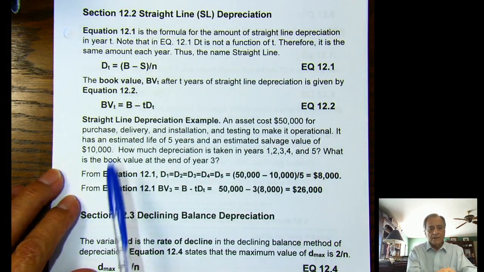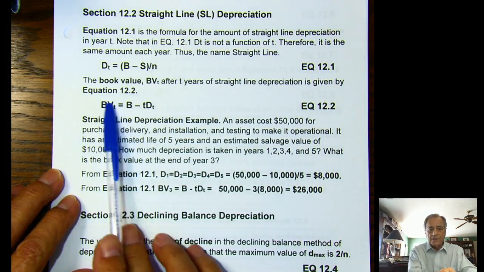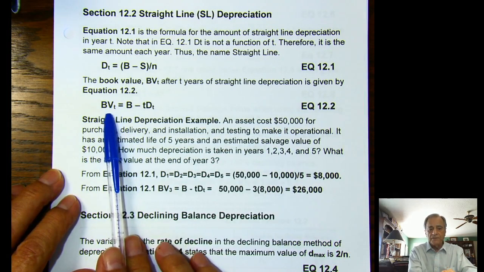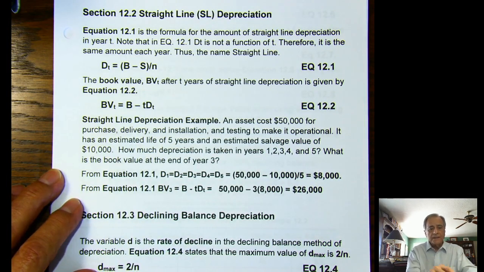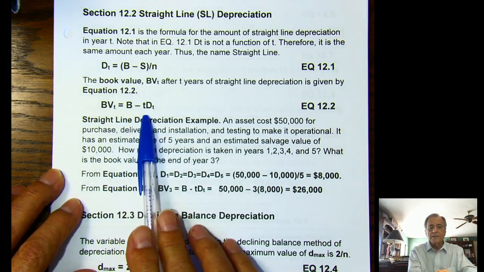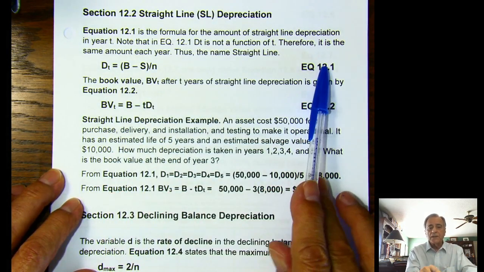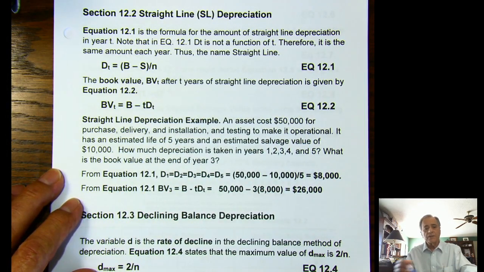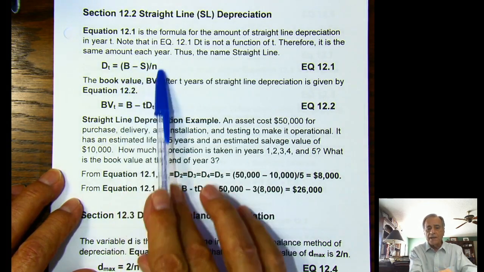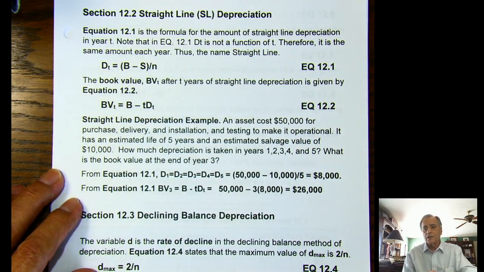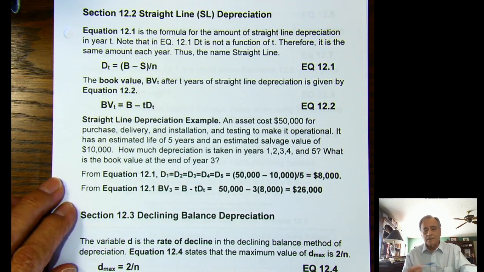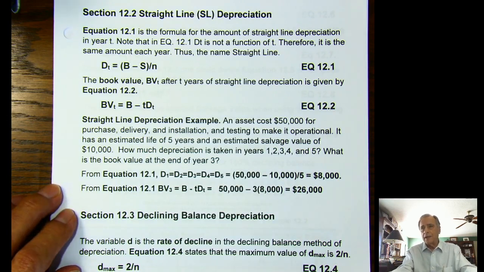The book value after T years is BV sub T, and that's the original basis minus T times the depreciation. It turns out that if you're using straight line, the depreciation is the same every year. There's no T on the right-hand side of this equation, 12.1. So it's not a function of T. It's the same no matter what year you're talking about, for straight line only.